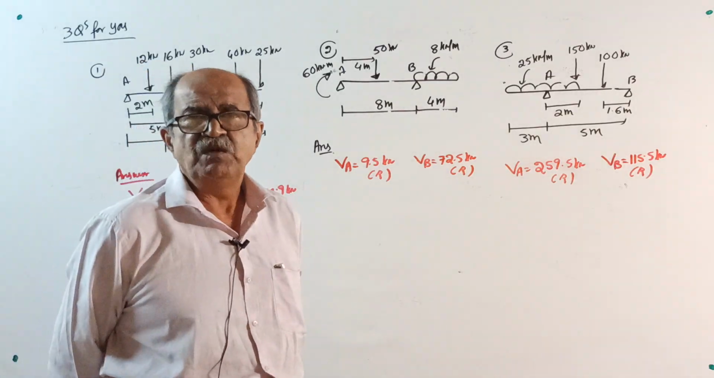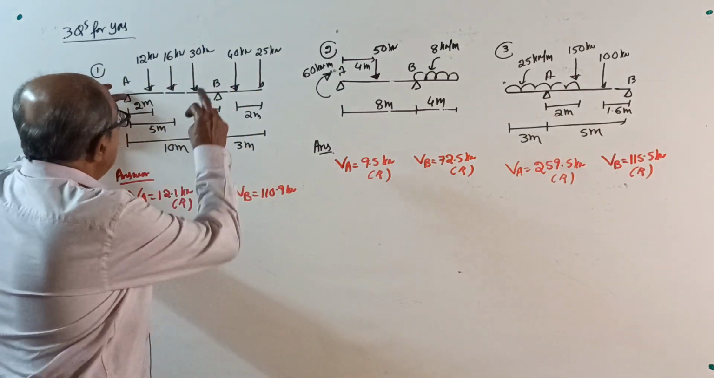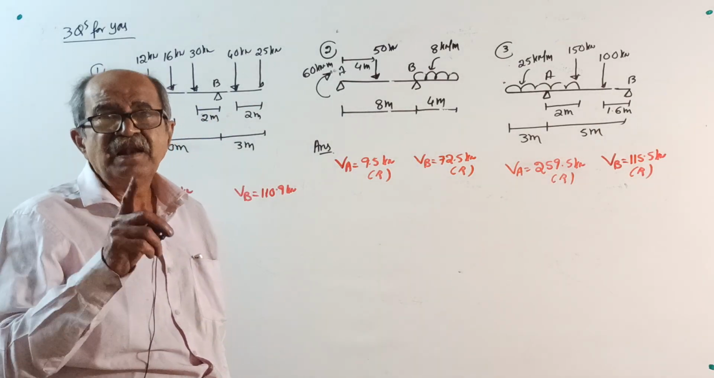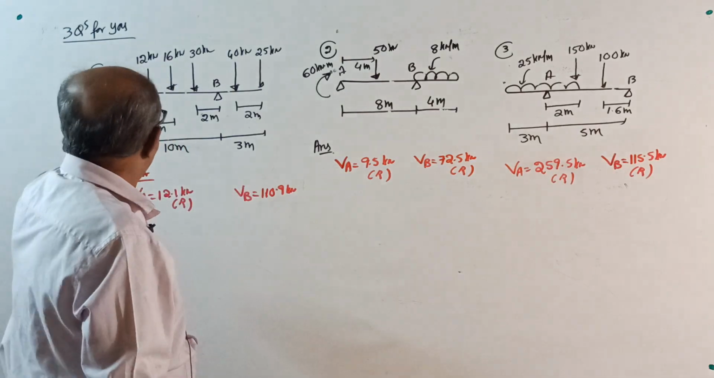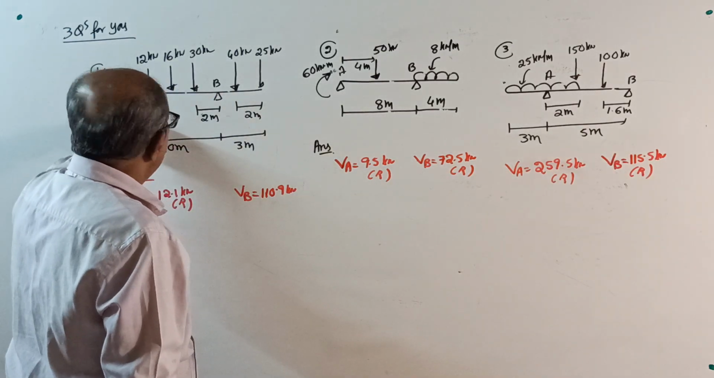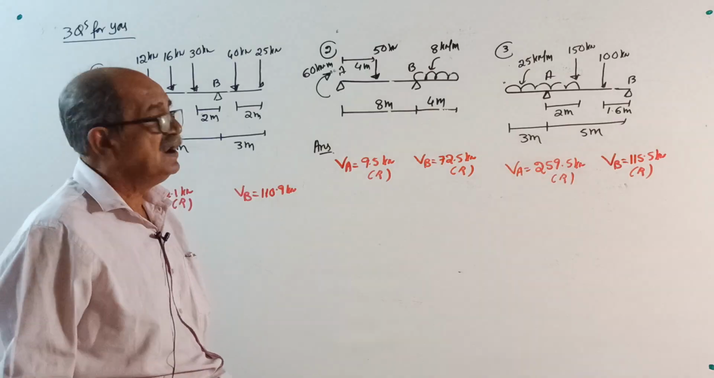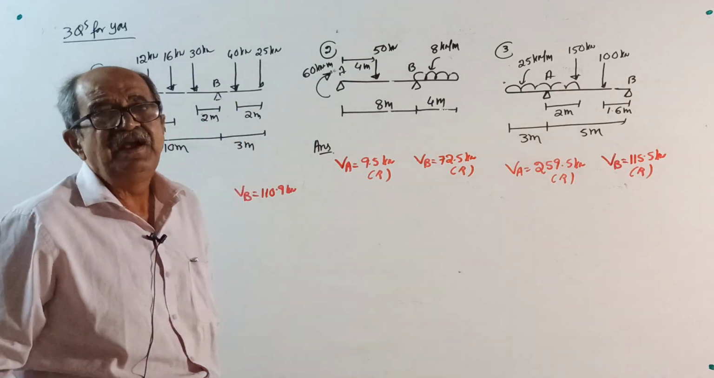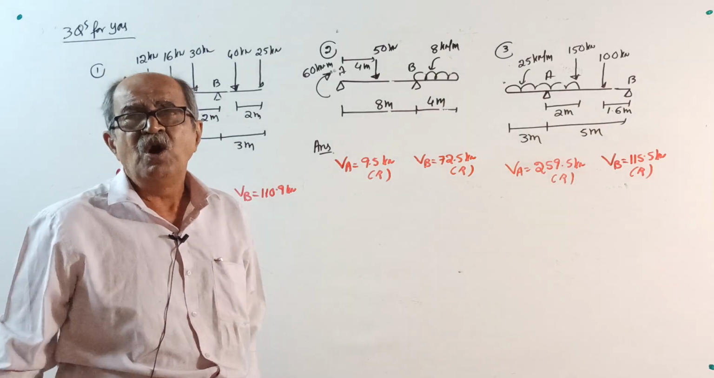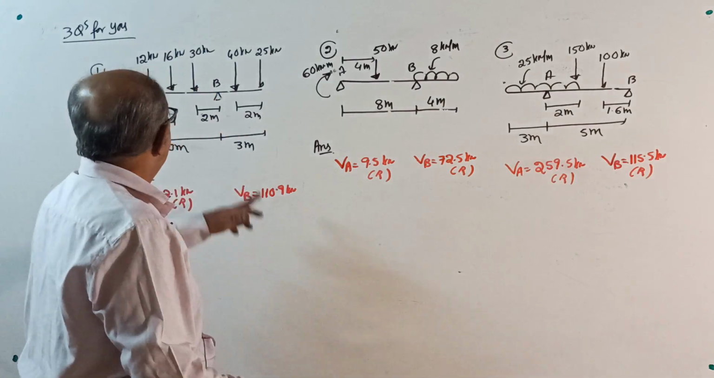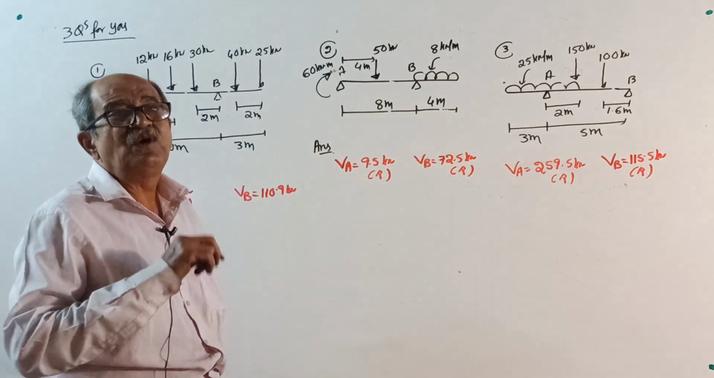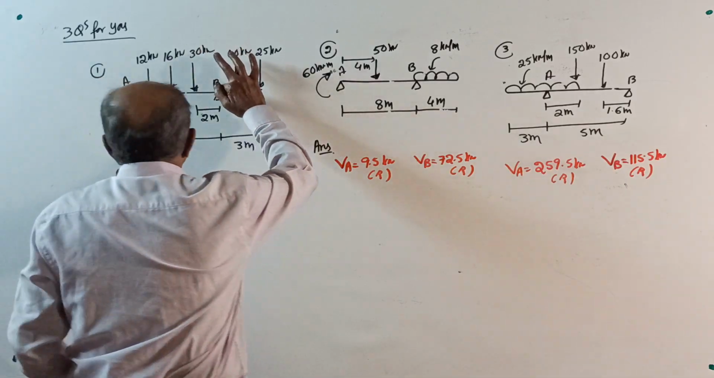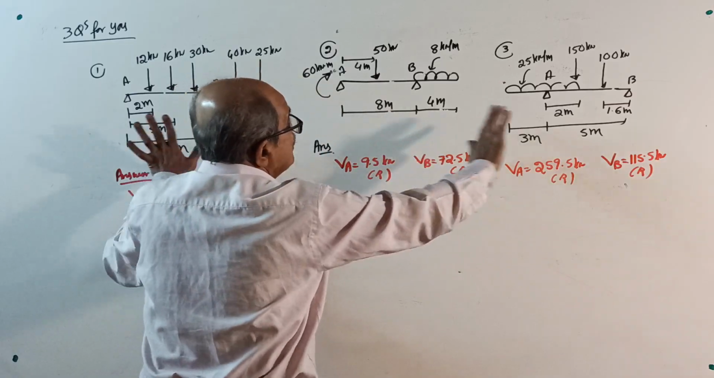Every question, do one thing. When you practice, take moment about A, get VB, sigma V equals 0, get VA. Then, see, by learning, you are achieving something. Then take moment about B, get VA, sigma V equals 0, VB. But actually what will happen? You take moment about A, you get VB. You get the same answer. Oh, then you think that it is correct. No, you are not going to check my answer. You check whether your moment about B is correct or not. So, if you take moment about A, that VB will come. If you take moment about B, this VA should come first. That way, solve the question.